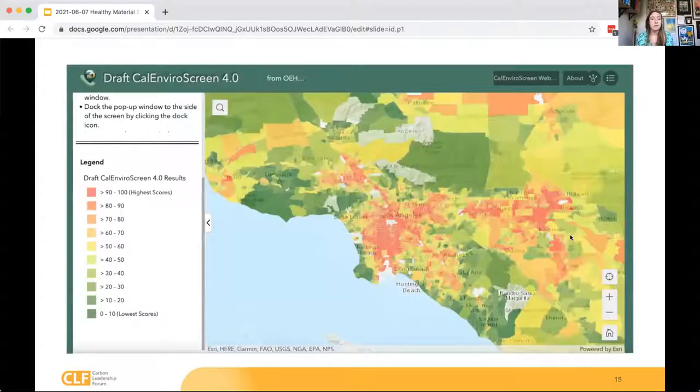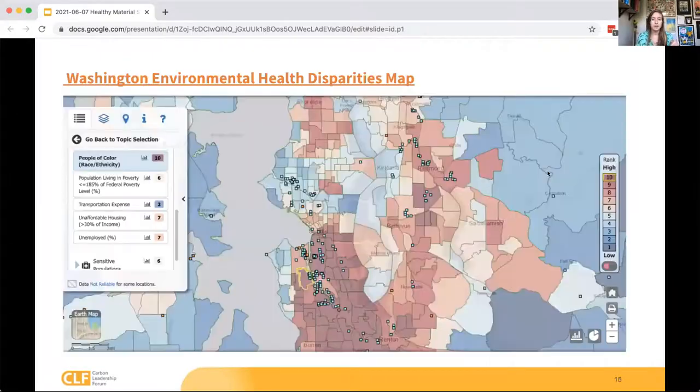And then it results in these scores that they use to map essentially the areas where there are the largest environmental health disparities. So this one is for Los Angeles. And this is the Seattle area using the Washington tool.